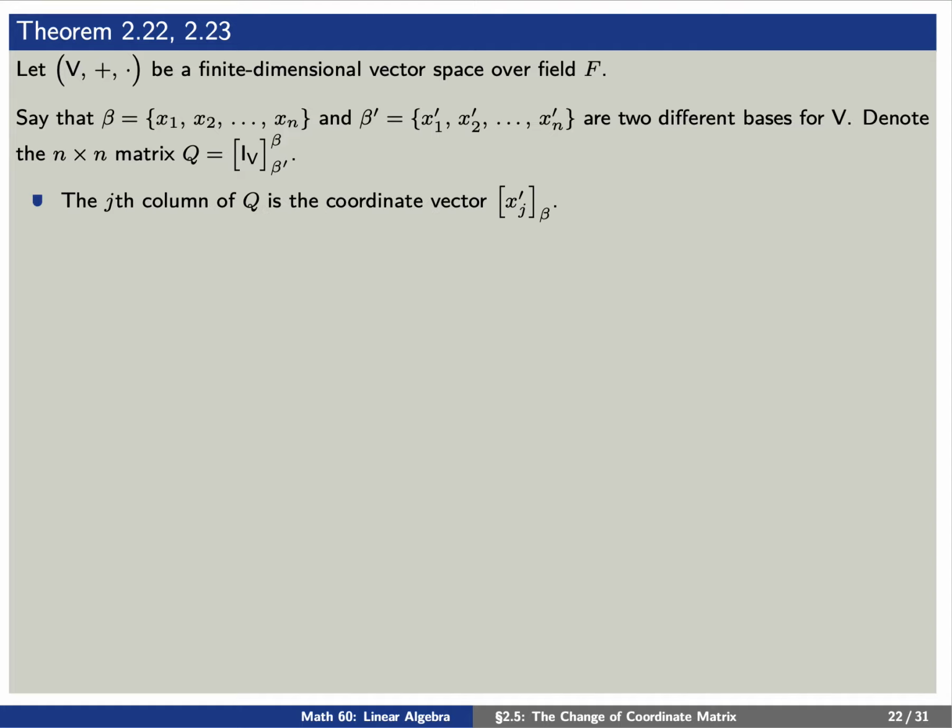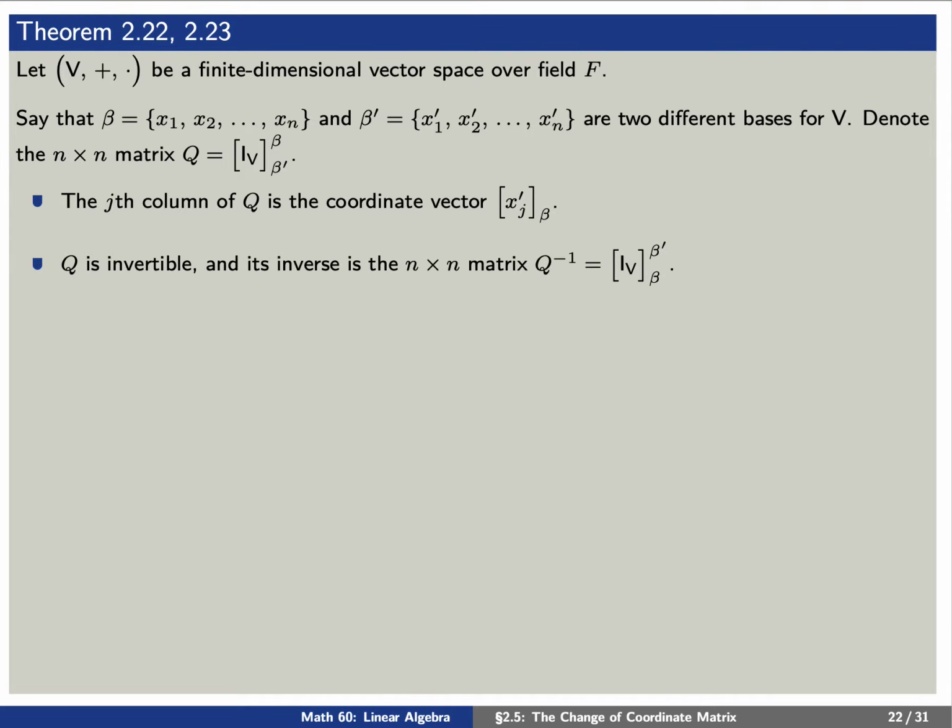First, this matrix is rather easy to construct. The jth column of this matrix Q is just the coordinate vector x sub j prime with respect to the basis beta. Second, the matrix Q is invertible, and its inverse is the n by n matrix that we get by looking at the matrix representation of the identity transformation IV going from the old basis beta to the new basis beta prime.